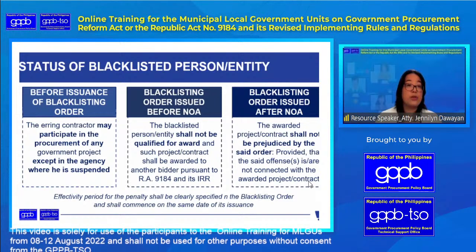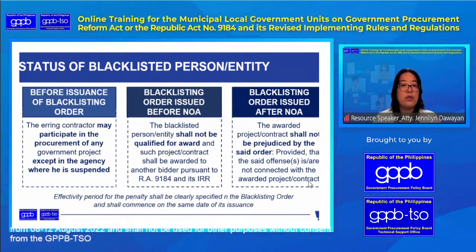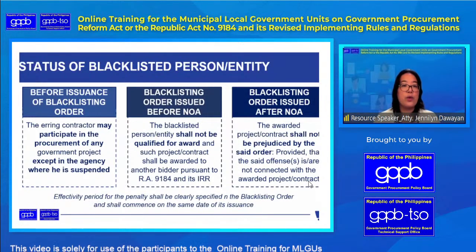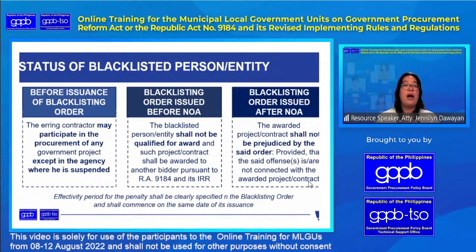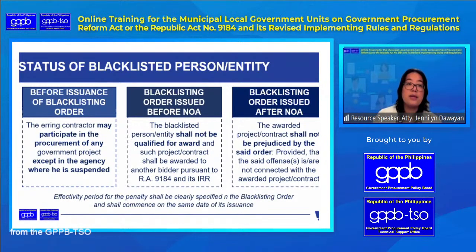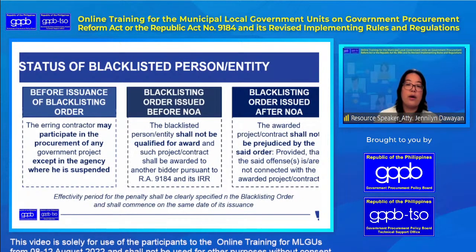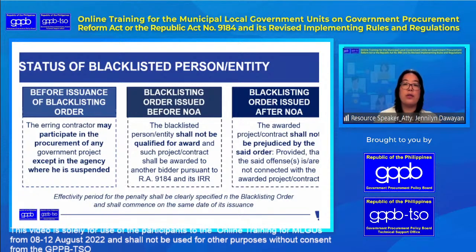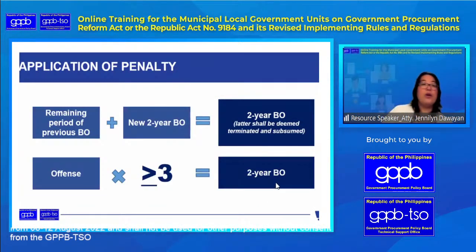And then the blacklisting order is issued before the notice of award. The blacklisted entity shall not be qualified for award. And such project shall be awarded to another bidder kung before the issuance of the notice of award. Ngayon, after the issuance of the notice of award, syempre hindi na ma-prejudice si bidder or si contractor doon sa order, no? Provided that the offense is not connected with the awarded project or contract. Okay?